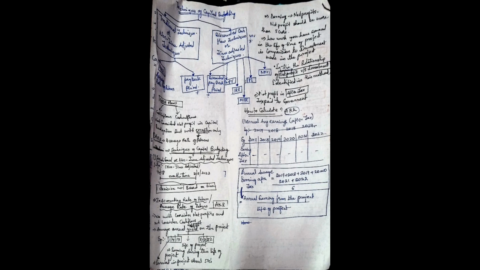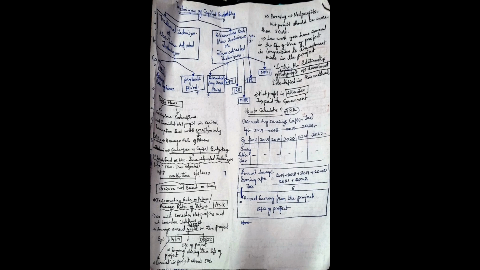How much you earned in the lifetime of the project in comparison to the investment made in the project. So the investment is 5 crore. At the end of the project on 31-3-2022, you have to make a profit of more than 5 crore, which is the average rate of return or accounting rate of return. In this method, the relationship between net profit and investment is identified. Net profit is after the tax paid to the government.